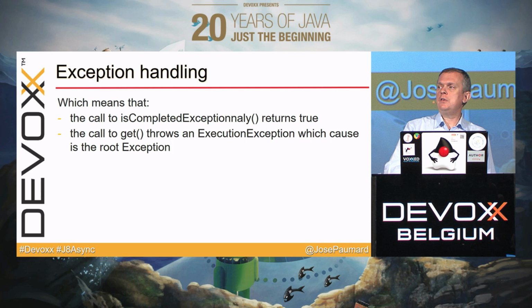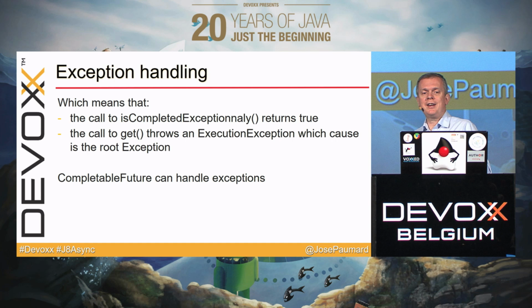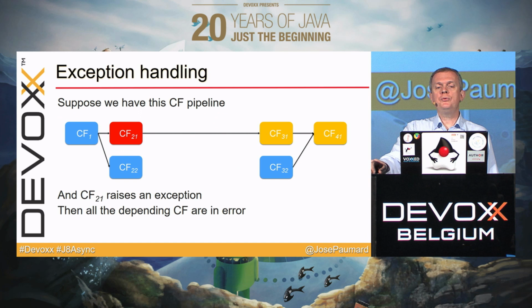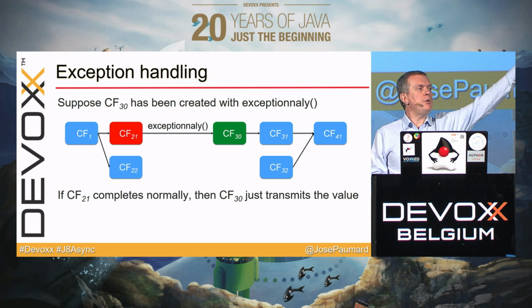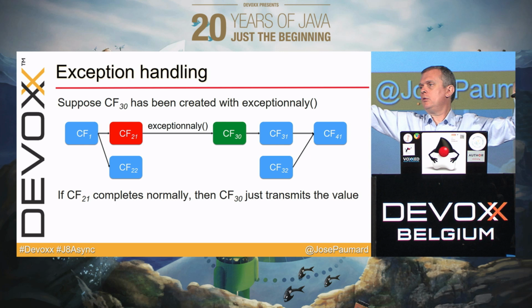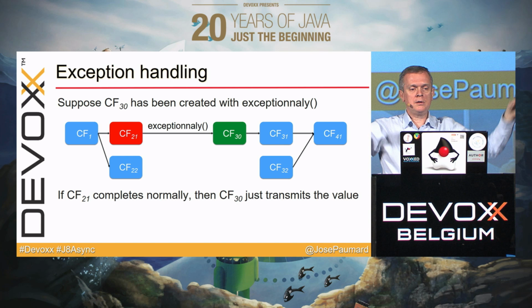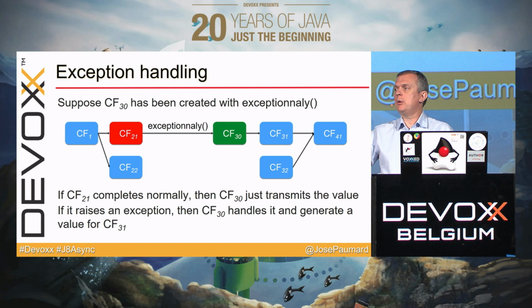But the nice thing is, a completable future can itself handle exceptions properly. Suppose we have this completable future pipeline, an exception is raised, so all the downside completable futures are in error. What I can do is create an intermediate completable future using, for instance, the exceptionally method. And the semantic of this exceptionally method is that if there is no exception in the upside completable future, the result will be transmitted transparently to the next completable future. So everything is like CF30 is not here. And if there is an exception, then CF30 can handle it properly, can get this exception, and can generate a result without any exception to the downside completion stage.